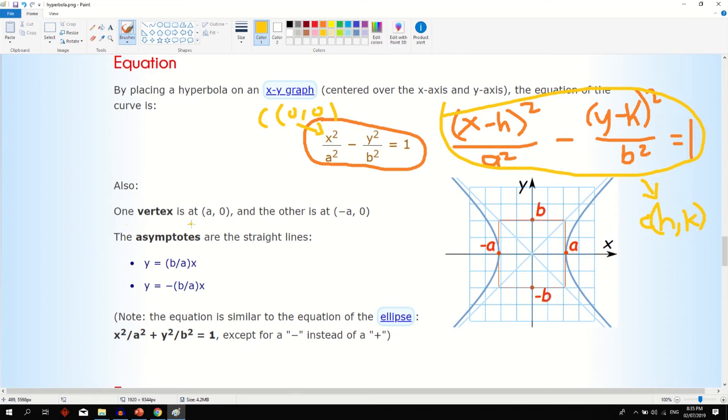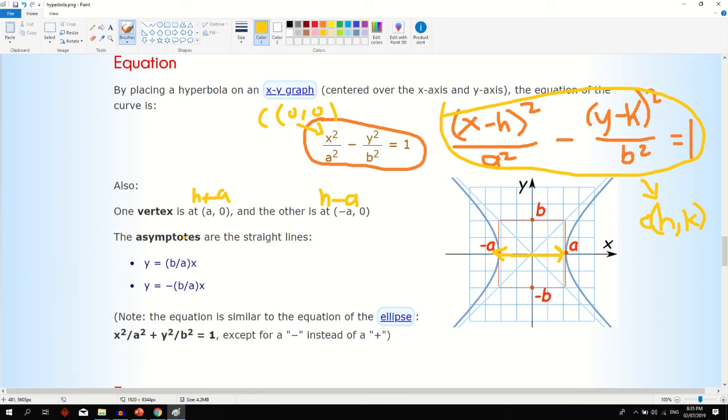One vertex is at (a, 0) and the other is at (negative a, 0). So this is plus a, then minus a. You can see that there, right? Minus a and plus a to the h, depending on the axis of symmetry. Here the axis of symmetry is x, so we get h plus a, then h minus a.